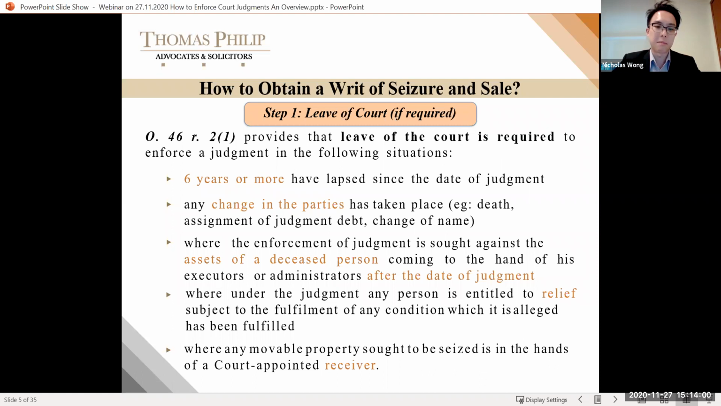So obviously this one is perhaps not so difficult to get leave for, provided you've got everything in order and everything is done already. Okay. The last situation is where the property is not in the person's hands technically, it's in, say, a court-appointed receiver. That's when you need leave as well.